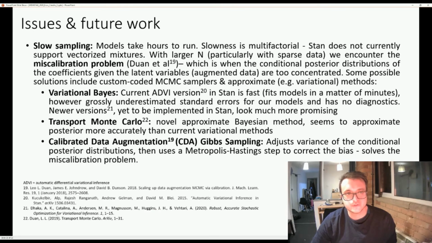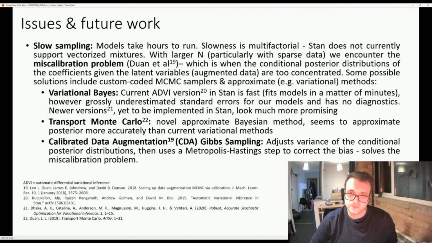And so just some issues and future work. Slow sampling is the main issue, so the models can take hours to run for the MMSE, the second case study that is. For the first one, they don't take that long because it's a smaller data set, fewer thresholds, etc., simpler. But basically, there are several reasons why these models are slow. One of the reasons is that Stan doesn't currently support vectorized mixtures, that's the mixture model, and Stan relies on vectorizing code to make it faster quite a lot.